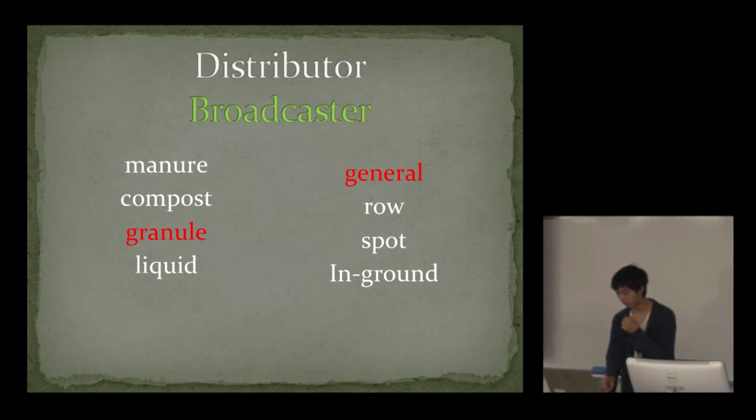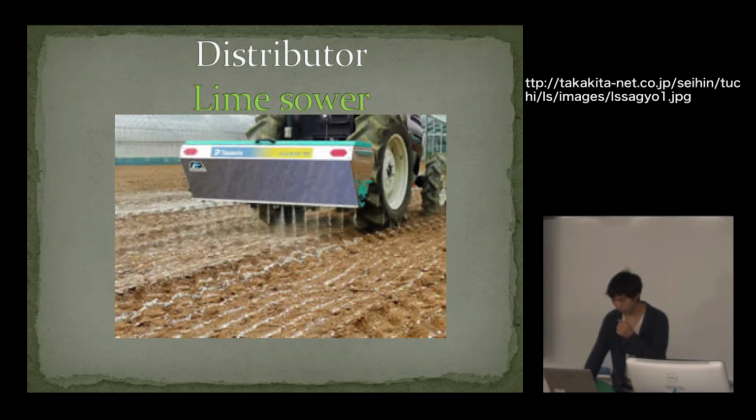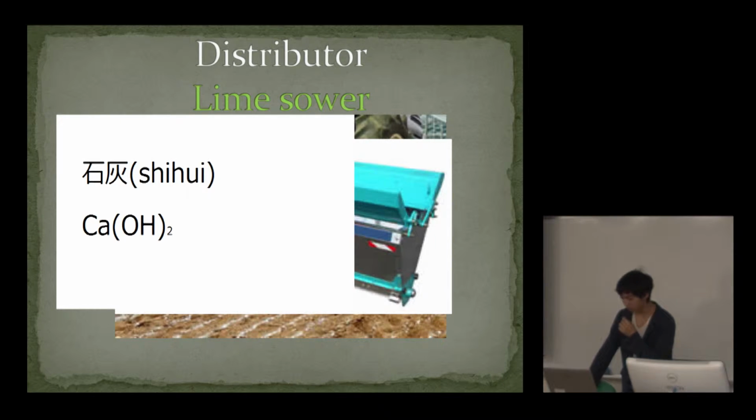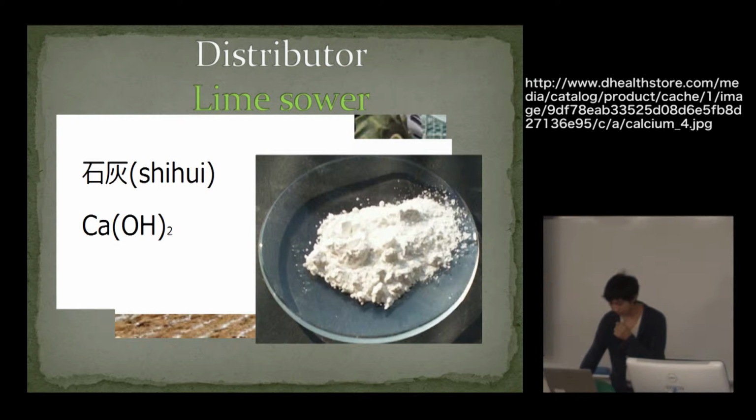Next is lime sower. Fertilizer is granule and application is general. Granule is so light that it is blown away by wind, so this machine distributes it at a relatively low place. Lime is sekkai in Japanese and shihui in Chinese. The chemical formula is Ca(OH)2, a very common fertilizer.